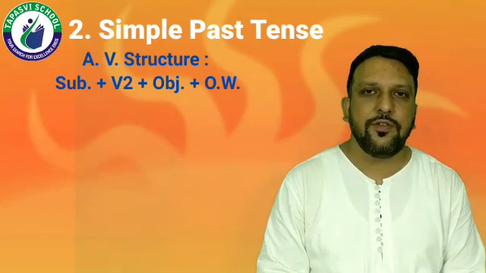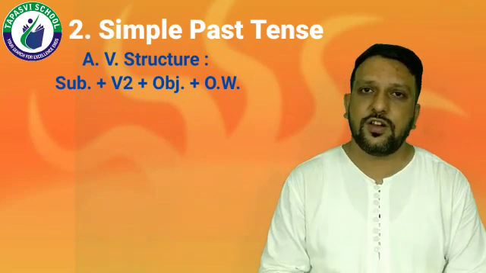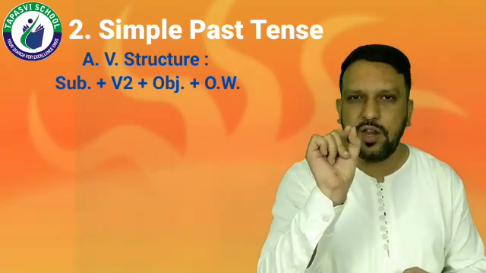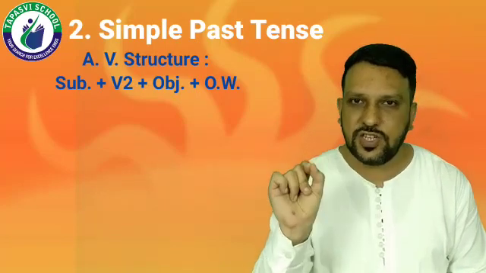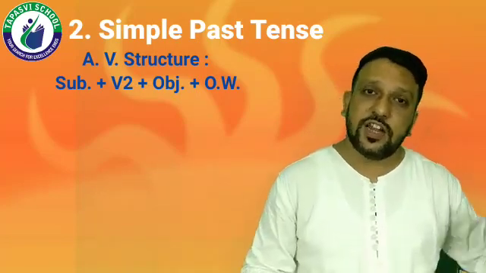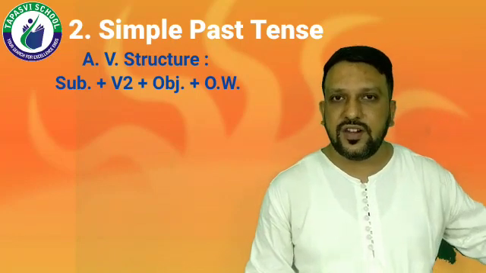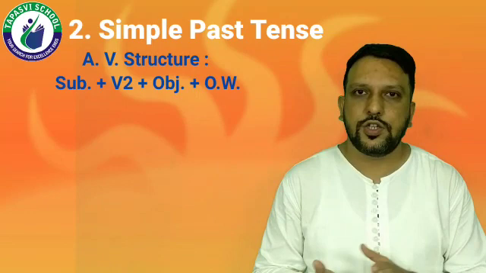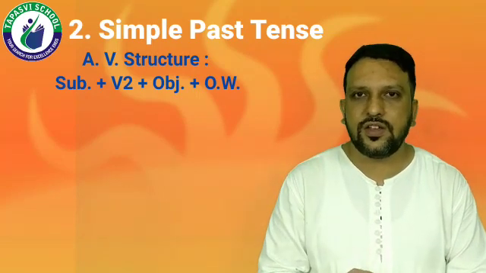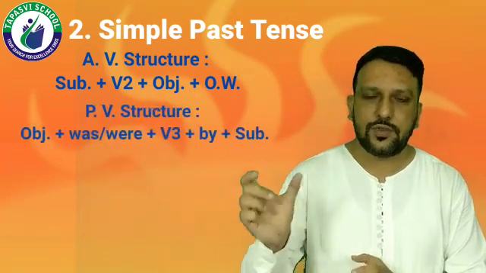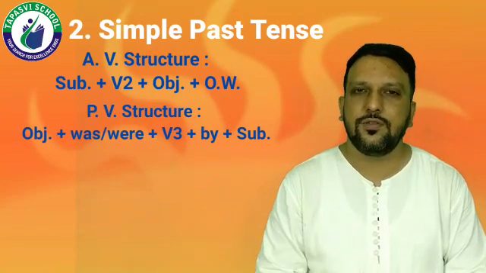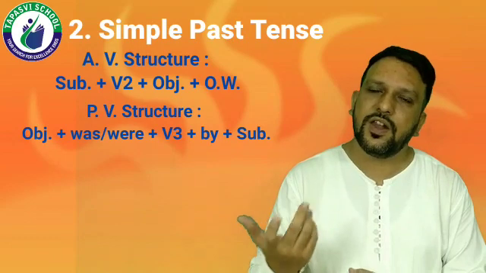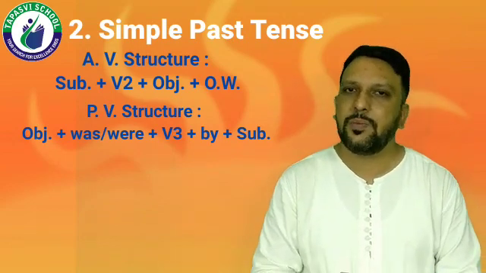Now let me give you the passive voice structure of simple past tense. You just need to make one little change, one miniature change, students, nothing else. Instead of is in simple present tense, you need to put was/were. So the passive voice structure of the simple past tense is object plus was/were plus V3 plus by plus subject.